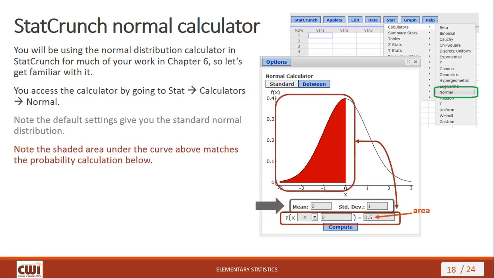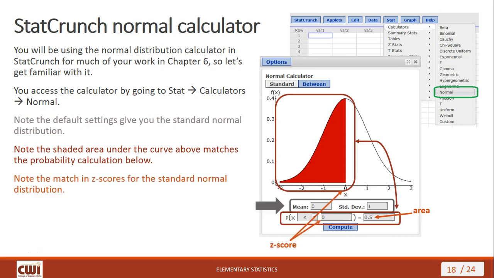Also notice that the shaded area underneath the curve above matches the probability calculation below. I've mentioned this feature with other things that we were looking at in StatCrunch previously, and it's one of the features that I really like about StatCrunch because it provides that visual cue to let you know, are you looking at the right area under the curve for your probability calculation.